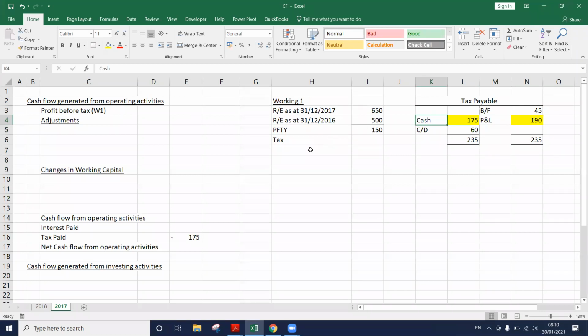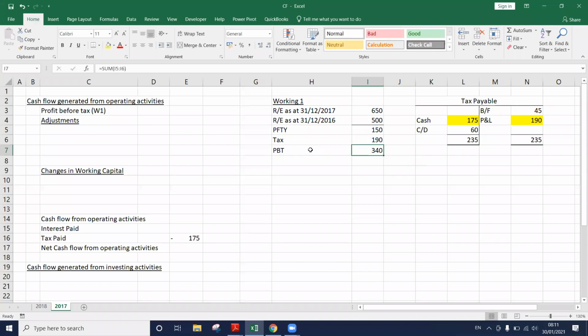So we need the profit before tax figure, the figure before this tax of 190 was deducted. So we need to add this 190. 340. That is the profit before tax amount. 340, I'm doing this in thousands. 340 is the profit before tax figure. That is right.